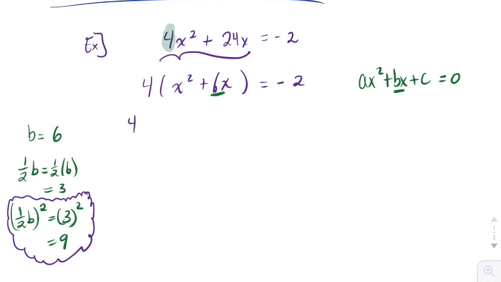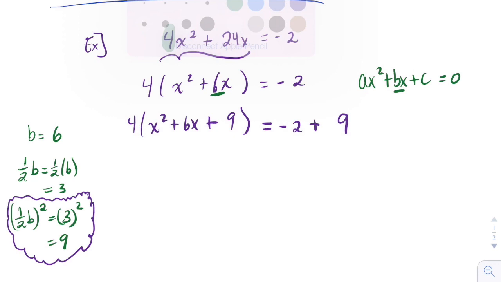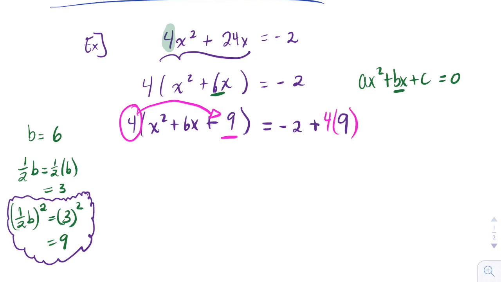So I'm going to have 4 times (x squared plus 6x plus 9), parentheses closed, equals -2 plus... you might be tempted to just put 9 here, but you're not only adding 9 to this side of the equation, you're actually adding 4 times 9. So if you're adding 4 times 9, you're actually adding 36 to the left hand side of the equation. You need to make sure that you put 4 times 9 on the right side of the equation as well, so that you have that balance.